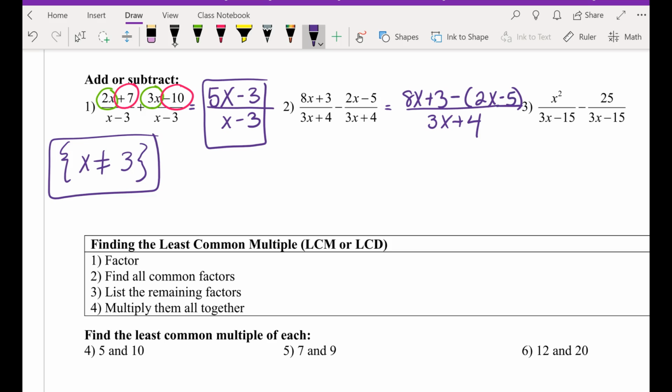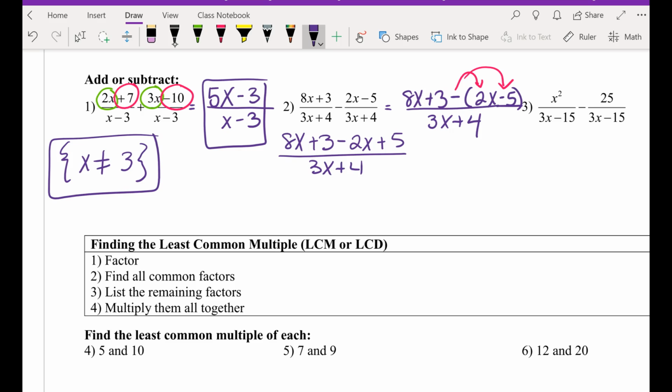Why is it smarter to write the second numerator in a set of quantities? Yeah, so you don't forget to distribute this sign, the negative sign. Because if you don't distribute, then the 5 will be incorrectly written out. So on the top is 8x plus 3 minus what? 2x plus 5. Plus 5 all over 3x plus 4.